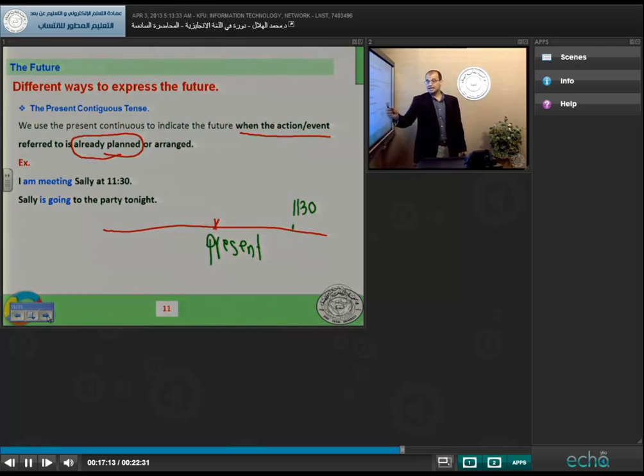Similarly, Sally is going. So we have a form of the present progressive or present continuous tense, and the reference is to the future. It is not referring to an action that's happening right now. It indicates an action that has already been arranged or has already been agreed upon.